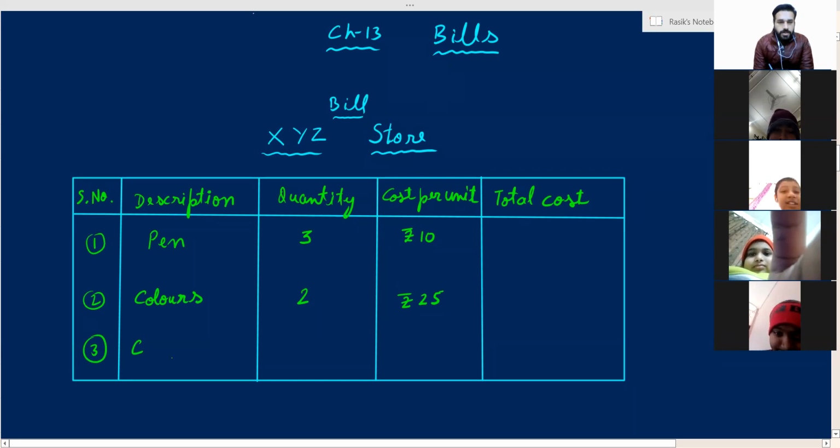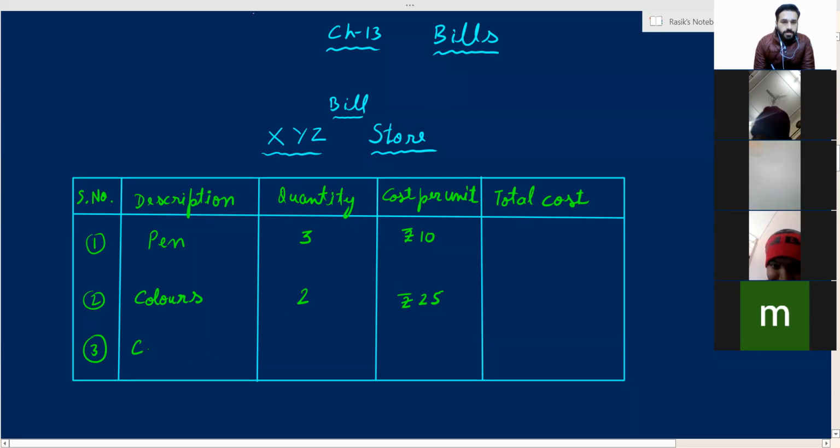Okay. Next is drawing copies. Suppose you bought 4 copies. The price of each copy is rupees 20. 20 rupees each copy.